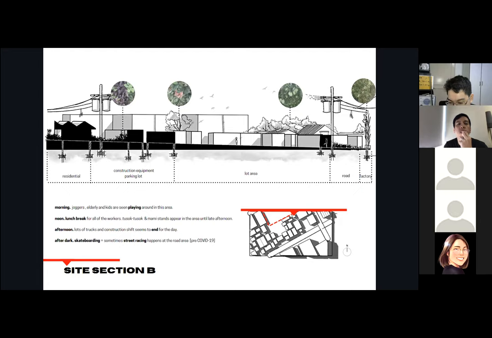And then after dark, this is very interesting. Kasi naglalakad po ako pag uwi, tapos naabutan po ako ng gabi. May nakikita po ako mga nag-skateboard and then nag-racing pa. Kasi nga po yung road, I think that's one of the strengths ng site ko, that it's flat and it's very wide. Tapos walang nagpa-parking, so naglalaro yung mga tao sa gabi, kahit sa gabi.